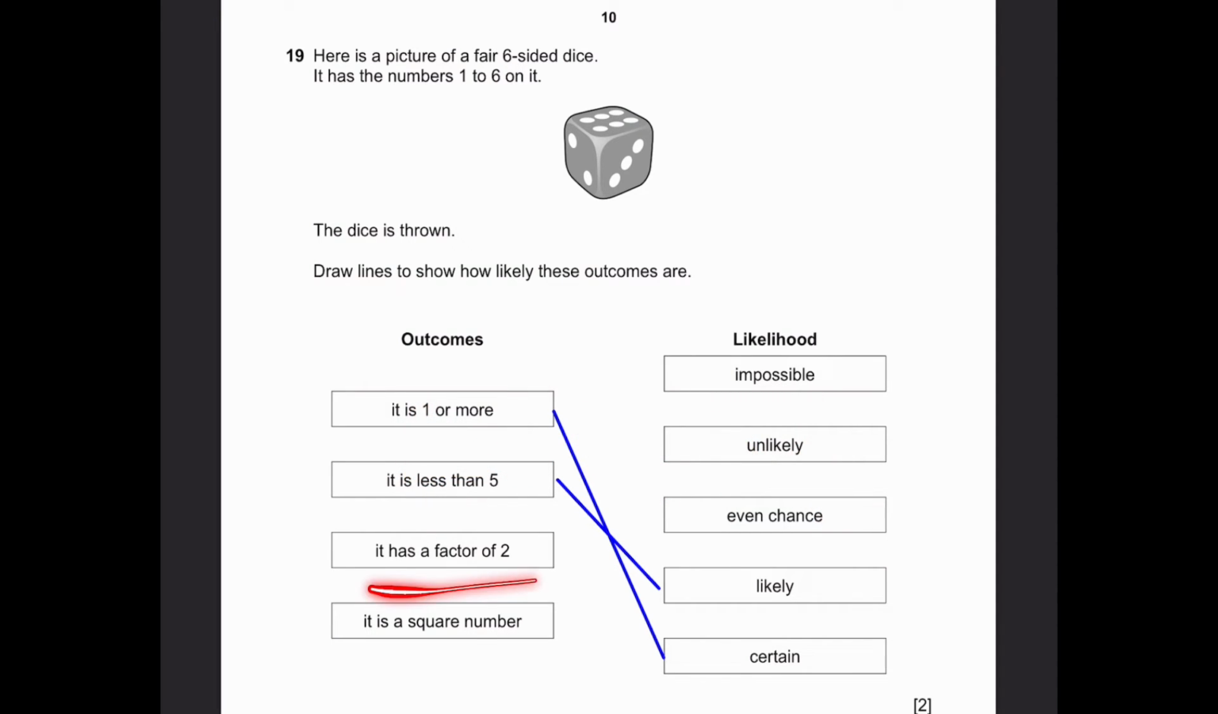It has a factor of 2, so outcomes which have a factor of 2 are 2, 4, and 6, which is 3 outcomes out of a total of 6, which is half, which is even chance. It is a square number. There's only 1 and 4 in the square numbers, and that's 2 out of a total of 6 options, which is an unlikely chance. That's the answer.